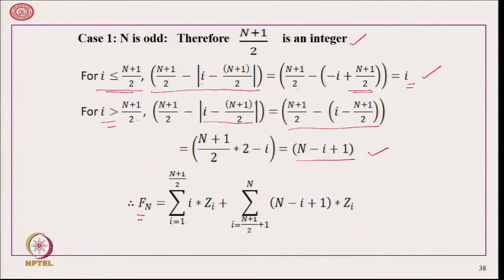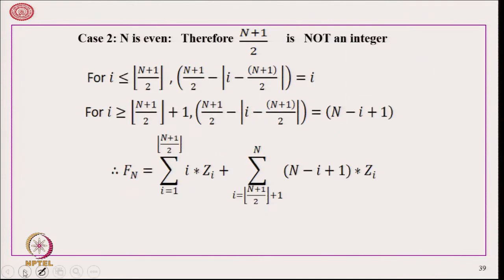Therefore, the statistic can be written as the sum for i equal to 1 to (n+1)/2 of i times Z_i, plus the sum for i equal to (n+1)/2 plus 1 to n of (n minus i plus 1) times Z_i. This is when n is odd. But if n is even, then (n+1)/2 is not an integer. Therefore, we have to consider equality in both the cases, and we are going to take the floor function.